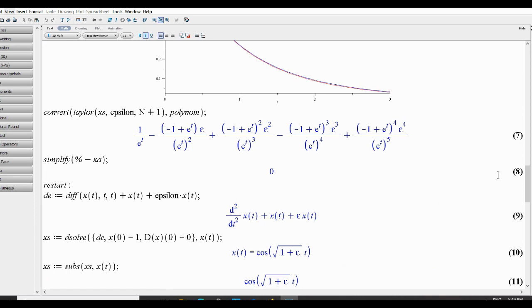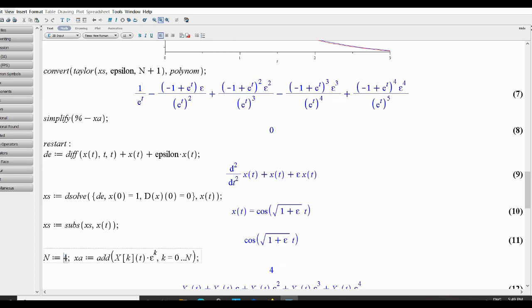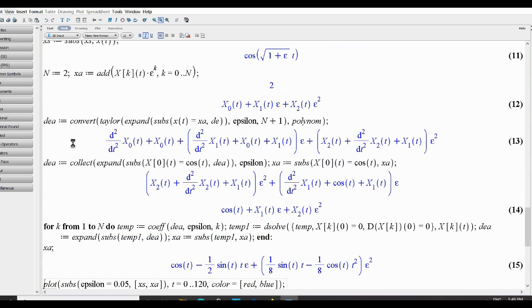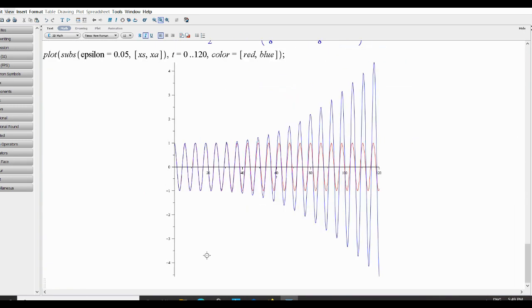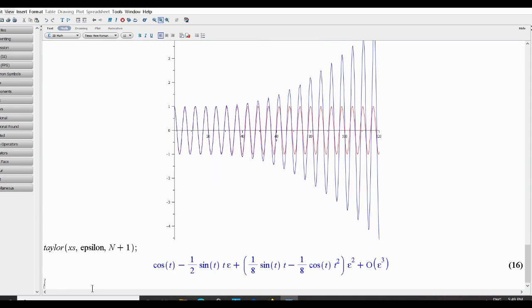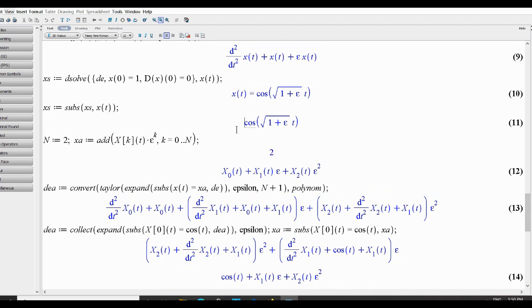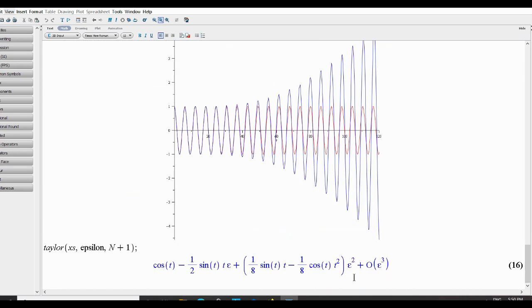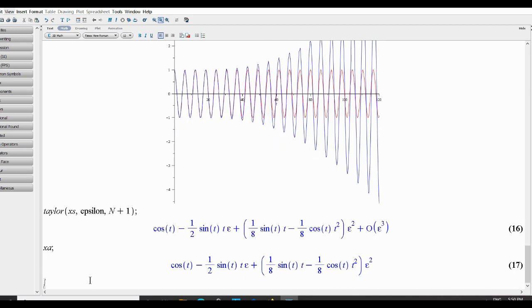So if I go back, let me do this here now for n equals 2, just to show you again. Although the plot is wrong, because that's n equals 2 now. So let me say Taylor XS epsilon 3 or n plus 1. Okay. So this is the expansion of the cosine. Remember, this is XS. Okay, that's the true solution. This is the Taylor series of that.